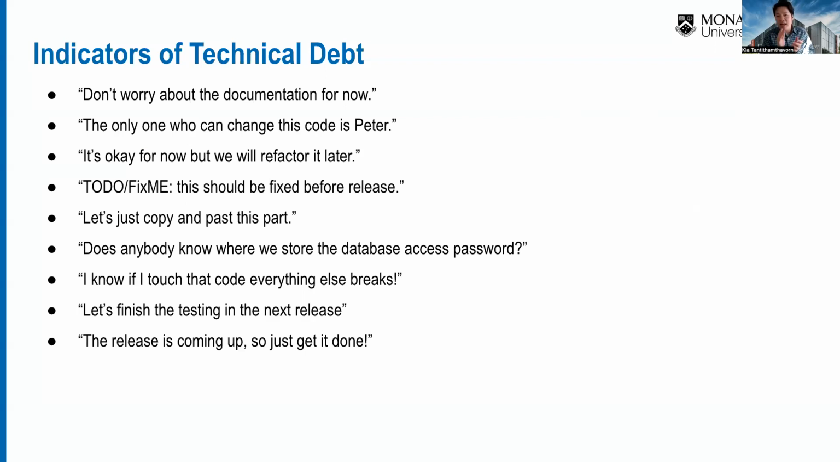Or it's okay for now, but we will refactor it later. Okay, let's get it done, we will refactor later. That's a sign of technical debt as well, right? When you write the code and put a comment in the docstring, TODO, FIXME, this should be fixed before release. But if you don't fix it now, you will never fix it. That's the common practice, and this is another sign of technical debt as well, right?